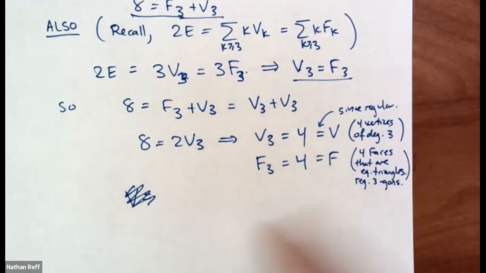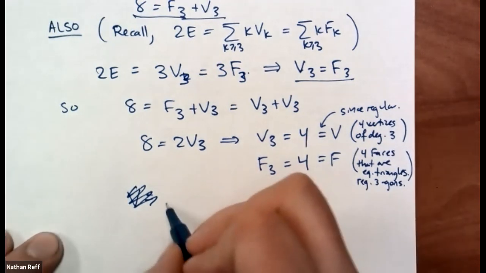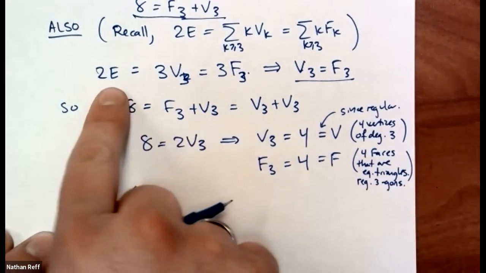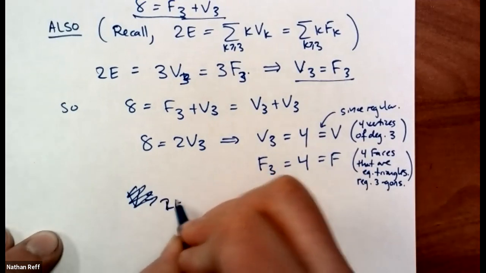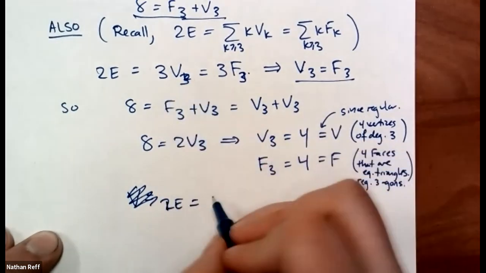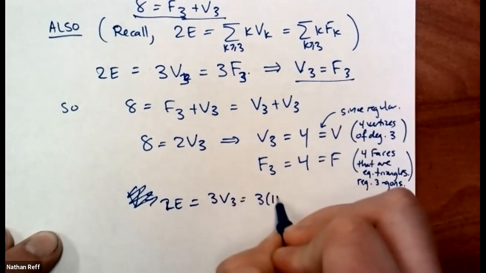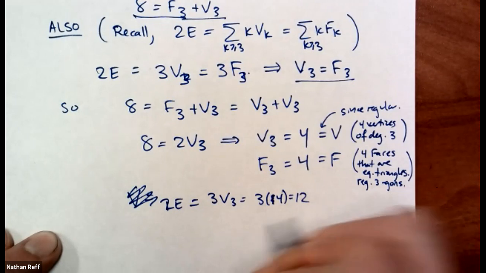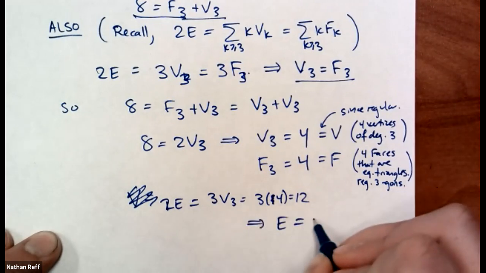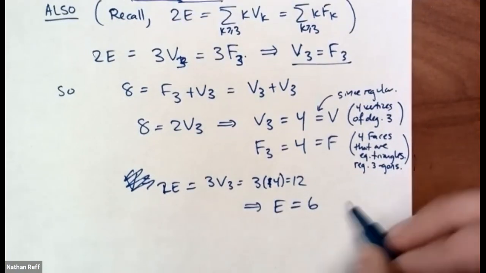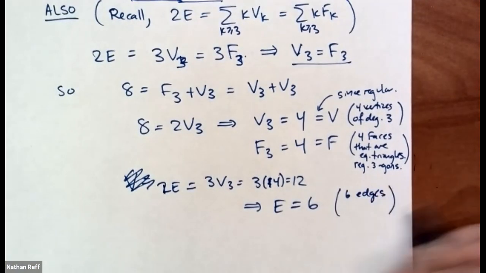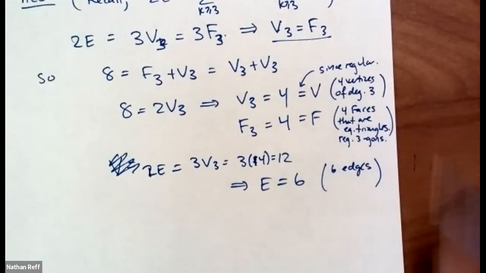Now, how many edges would you have? How do you figure that out? You just go back to Euler's formula. Actually, you don't even need that. You could use Euler or this formula. So 2E would be 3 times V sub 3, which is 3 times 4, which is 12. So that tells you that the number of edges is 6. Okay, 6 edges. And the only geometric figure that'll satisfy this is the tetrahedron.